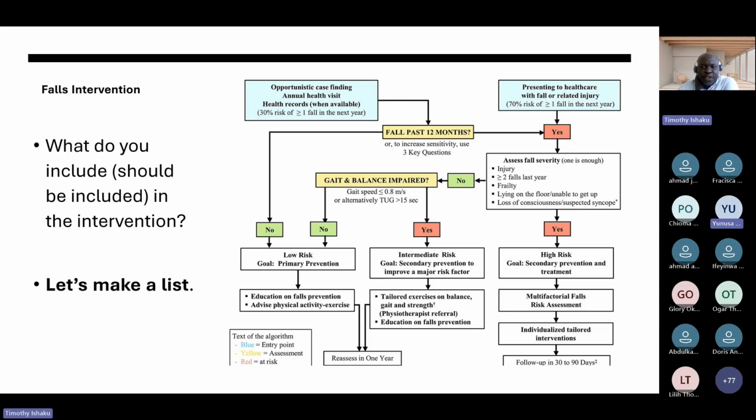Agree with you, Yunusa. Thank you. And that's one of the things I actually do. Yes, absolutely. Anybody has anything they want to add? So yes, let's crack on.